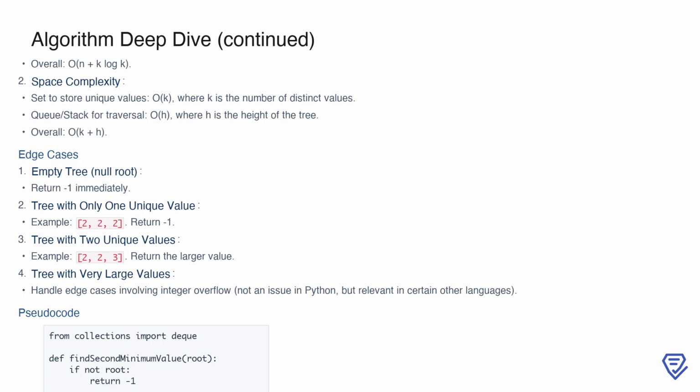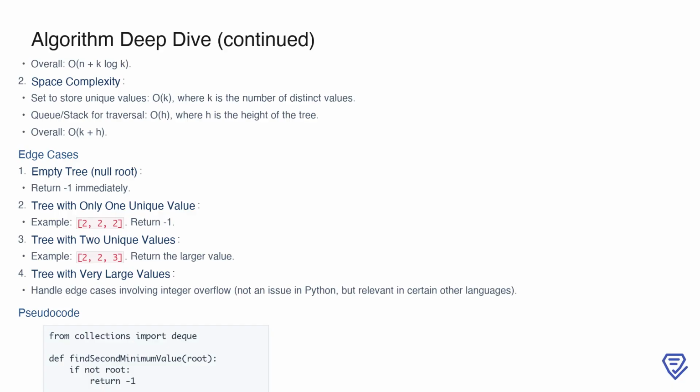Now, let's analyze the complexity of the algorithm. The overall time complexity is O(n + k log k). The O(n) term comes from traversing all n nodes of the tree, while the O(k log k) term comes from sorting the k unique values collected in the set.